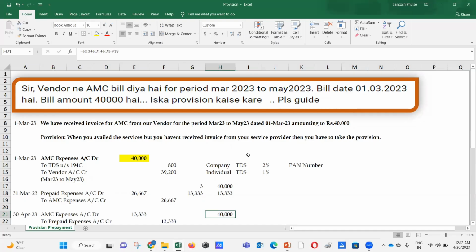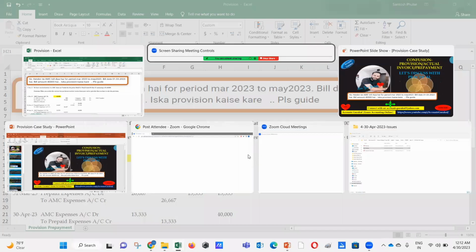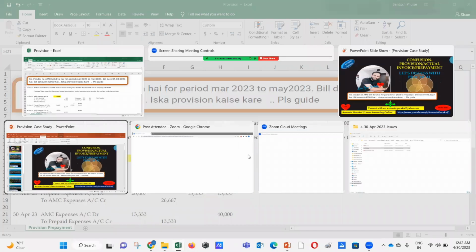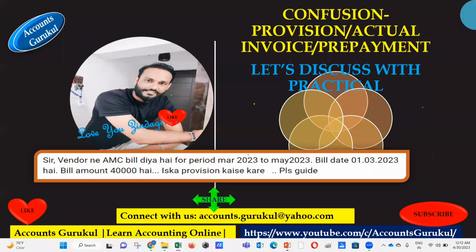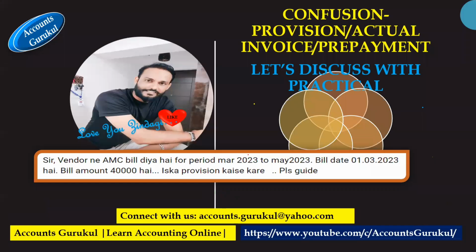What is meant by provisions, when you have to consider the provisions, when you have to take out towards the prepaid, and how you're going to do the expense off from prepaid to expenses.